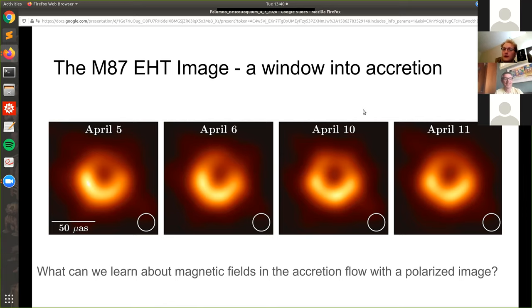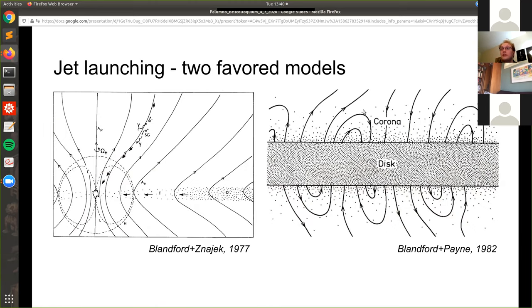And much of that story lies in the magnetic field. So one question we might ask is, what can we learn about the magnetic fields in the accretion flow if we were to put the polarization information back in? This is the topic of forthcoming EHT work, but it's something we can look at right now in simulations. But first we need to think about the theory. So there are two favorite models for jet launching that we're all familiar with. There's the Blandford-Znajek mechanism and the Blandford-Payne. These models differ primarily in where they anchor the magnetic field lines in the accretion flow and where the energy comes from that goes into the jet.